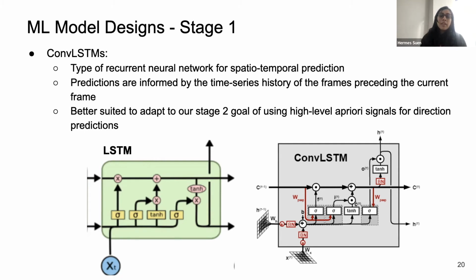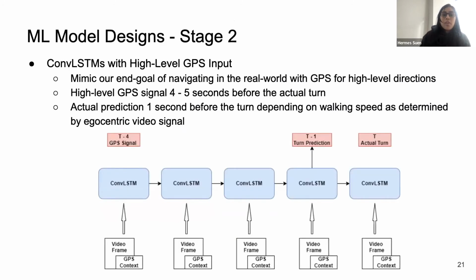This model is also better suited to adapt to our stage 2 goal of using high-level a priori signals in our predictions that can better inform the future decisions to take. For stage 2, we are currently in pipeline and experimenting with certain high-level inputs for our architecture apart from the video signals. This mimics our end goal of navigating in the real world, where the user will input a destination and be guided by high-level GPS signals.